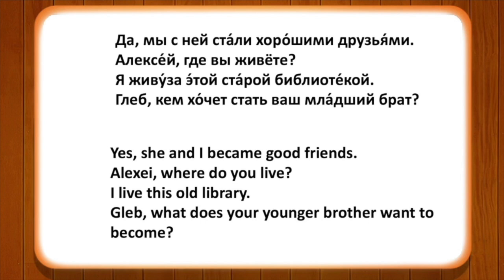Алексей, где вы живете? Алексей, where do you live? Я живу за этой старой библиотекой. I live behind this old library. Here again you can see the construction belongs to творительный after the usage of за. And эта старая библиотека changes into этой старой библиотекой.